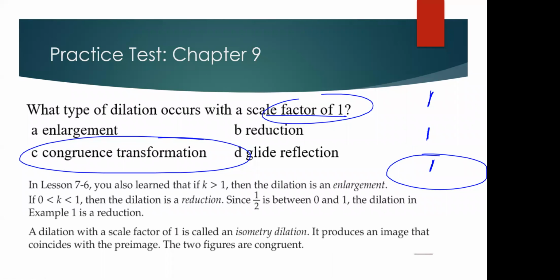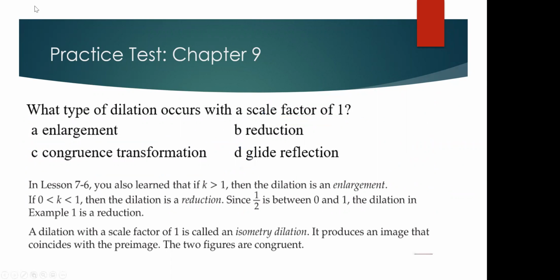All right. So then here, oh, this is what I was saying. If k is greater than 1, then it's an enlargement. If k is between 0 and 1, then it's a reduction. And if the scale factor is 1, it's called an isometry dilation, and basically the two figures are congruent to each other.